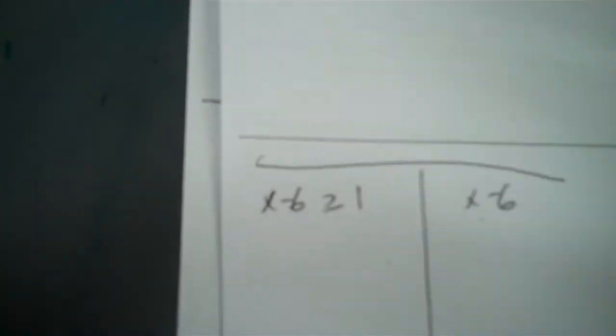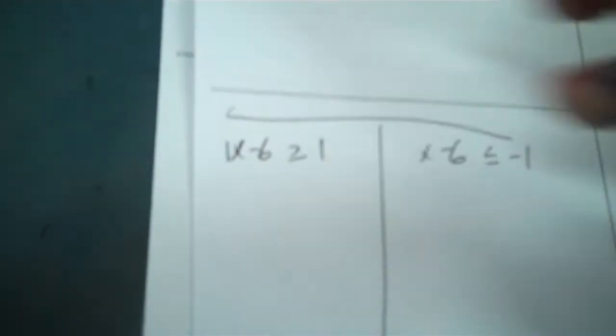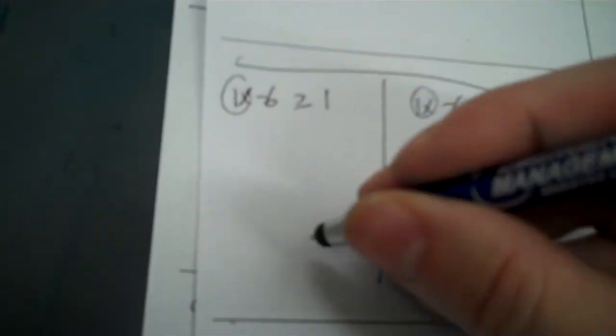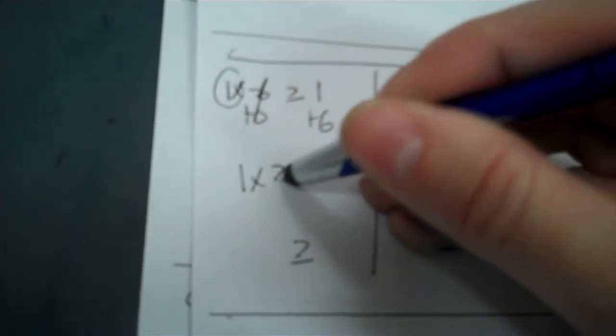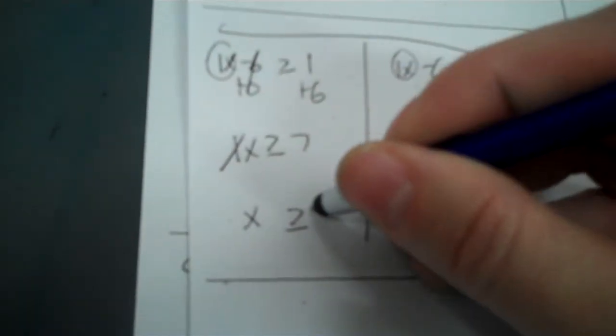So the 1 can be labeled from 0. Now remember, you put the symbol with 1 on this side and you flip the symbol and do negative 1 on the other side. So it's positive 1, so the symbol stays the same. And then plus 6, 1x greater than or equal to 7. You can get rid of the 1 or divide by it, so x greater than or equal to 7.